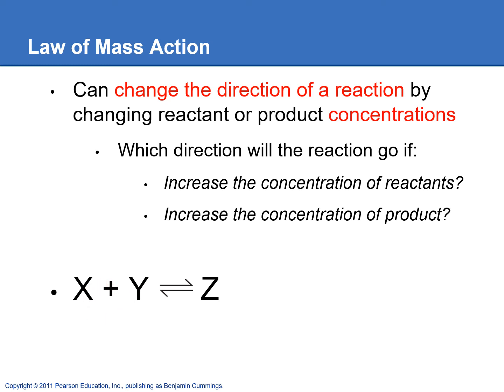Okay, so if you increase the concentration of the reactants, so either X or Y, that would push the reaction to the right. And then if you increase the amount of the product, Z, the reaction would go to the left. Okay, because you're just trying to get things back to where they were before you added too much of something. So that's the law of mass action.